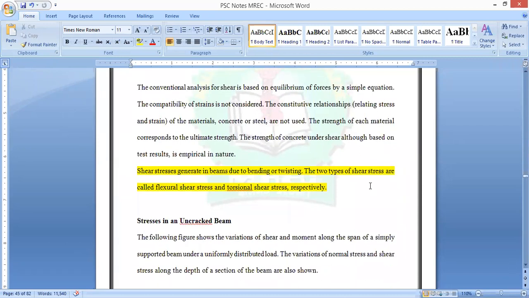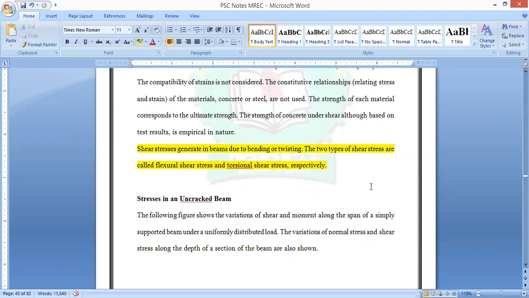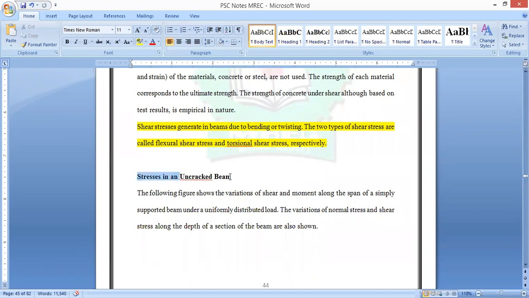So let's talk about stresses in an uncracked beam, because without cracks only we have to analyze the beam, isn't it? Let's talk about stresses in an uncracked beam. The following figure shows the variation of shear and moment along the span of a simply supported beam under a uniformly distributed load. The variations of normal stress and shear stress along the depth of the section of the beam are shown in the figure. Let's see the picture.